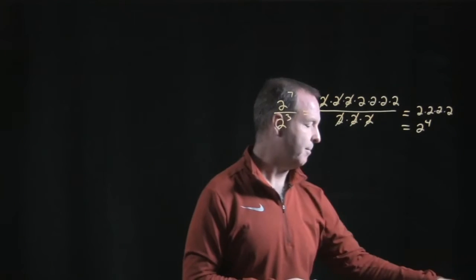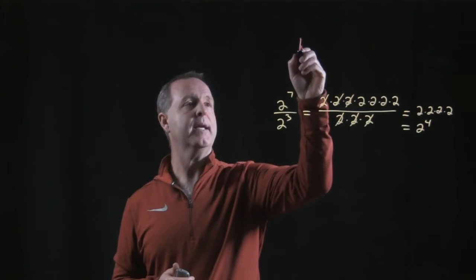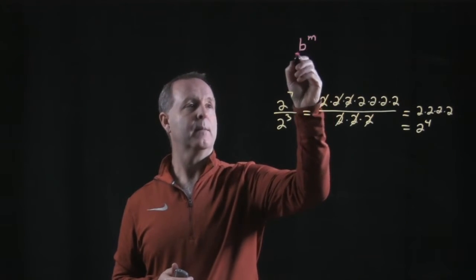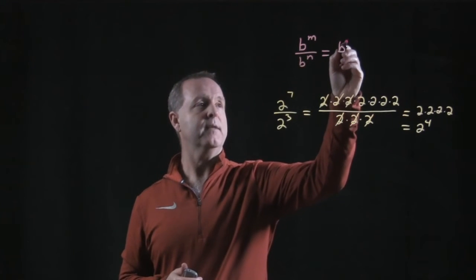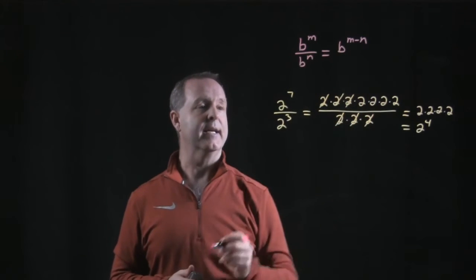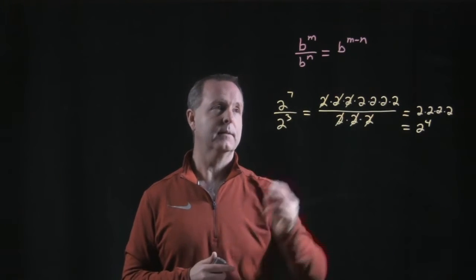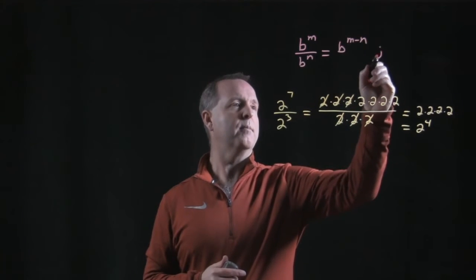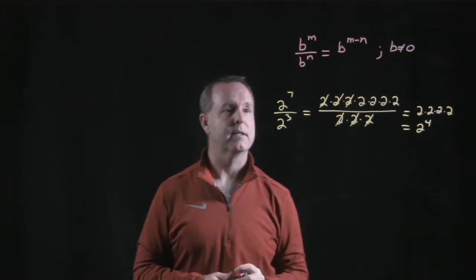So it looks like I have a pattern that I can build right here that suggests that if I have some b to the m over b to the n, that's going to equal b to the m minus n. Because notice 7 take away 3 produces a 4. And this is true when b does not equal 0. Just have that little caveat in there to make that sense.